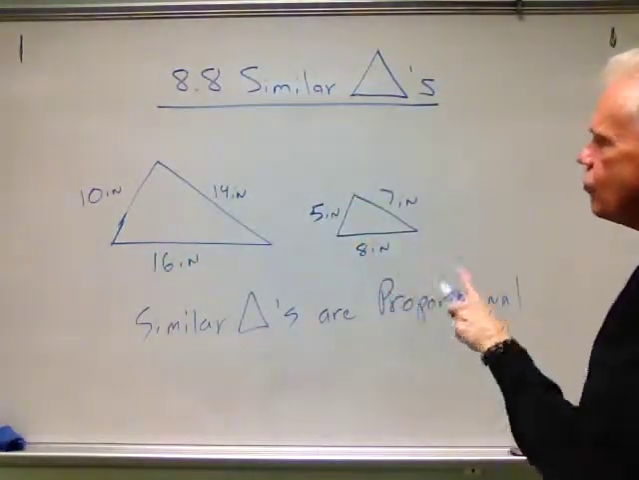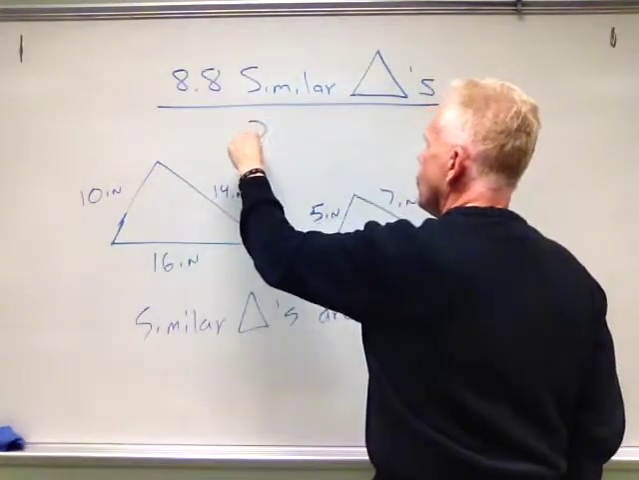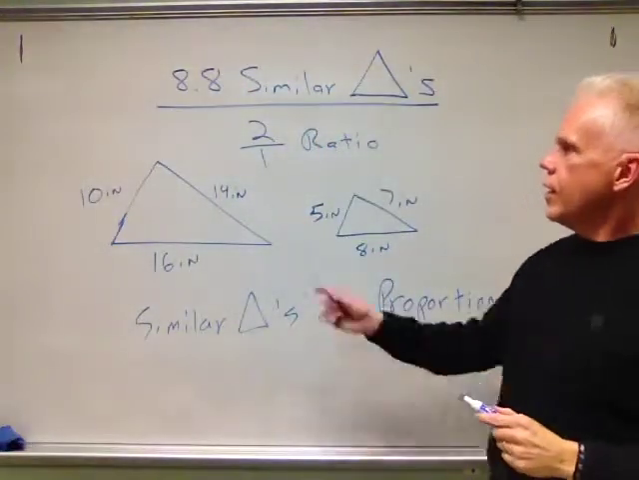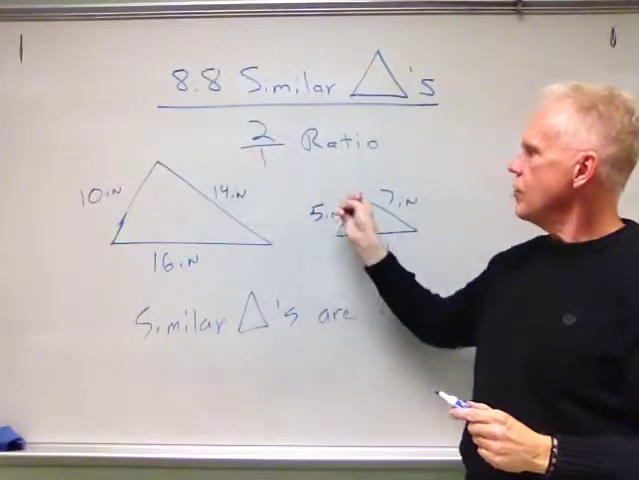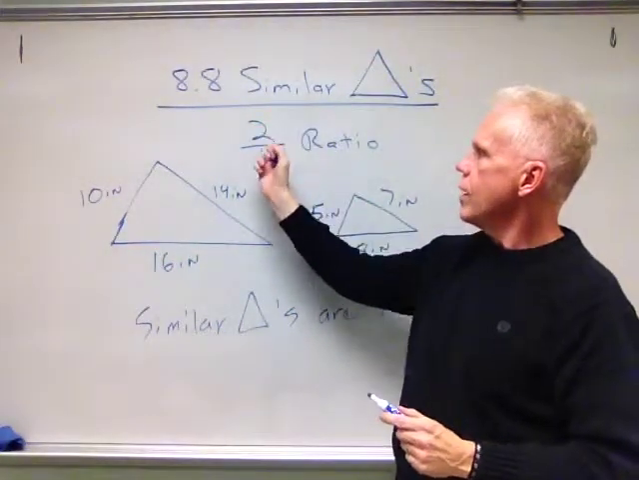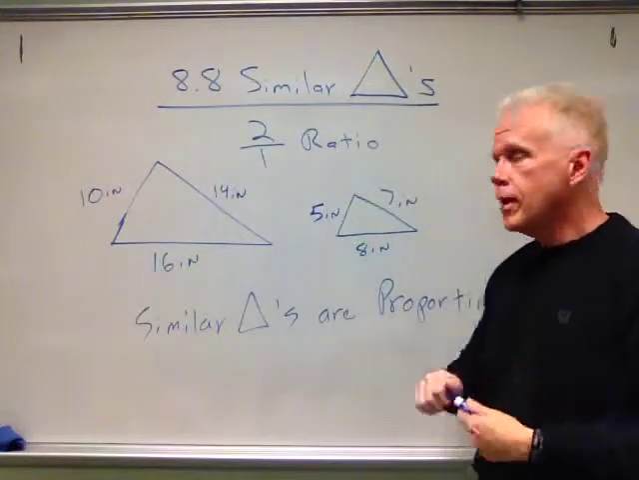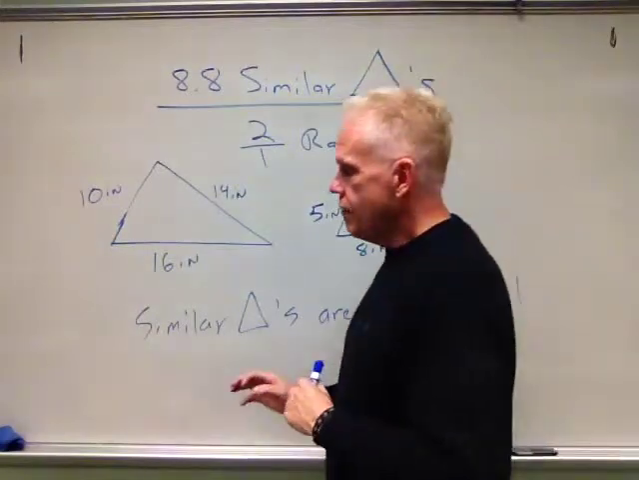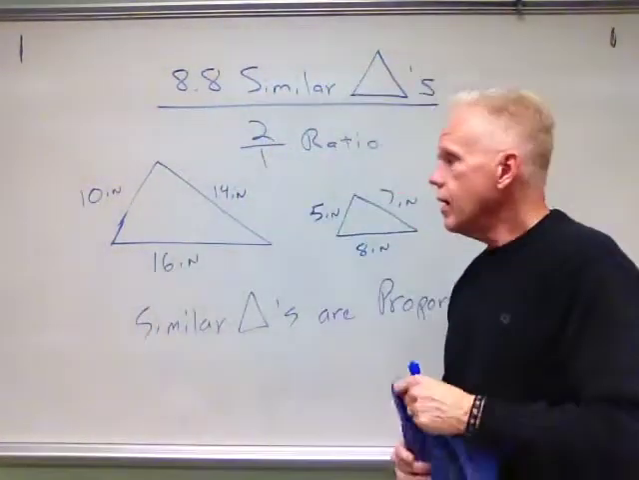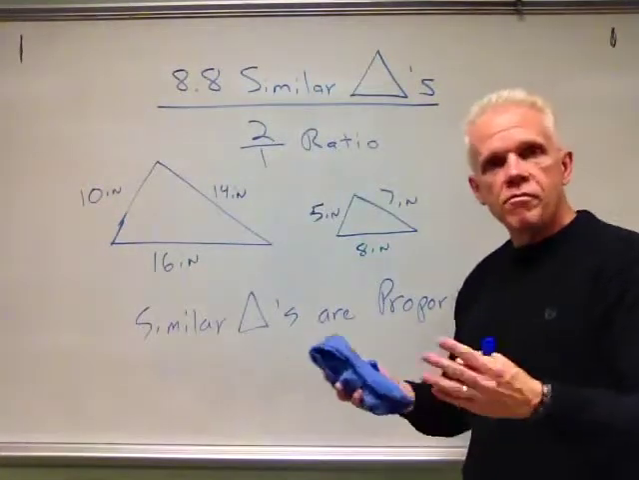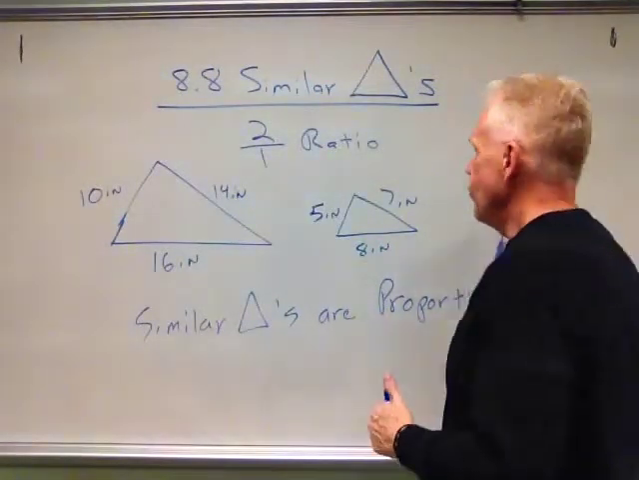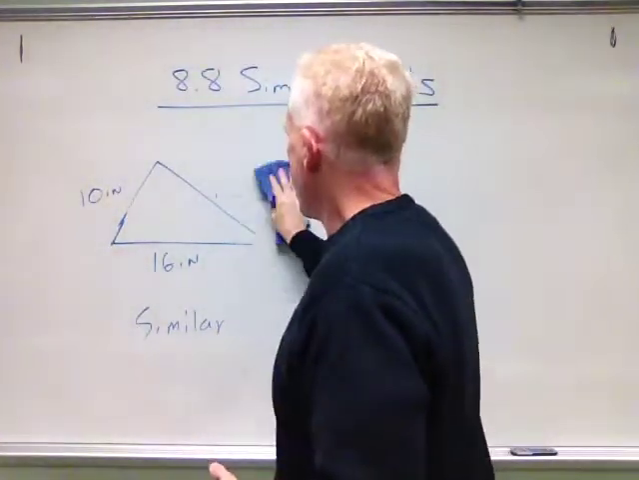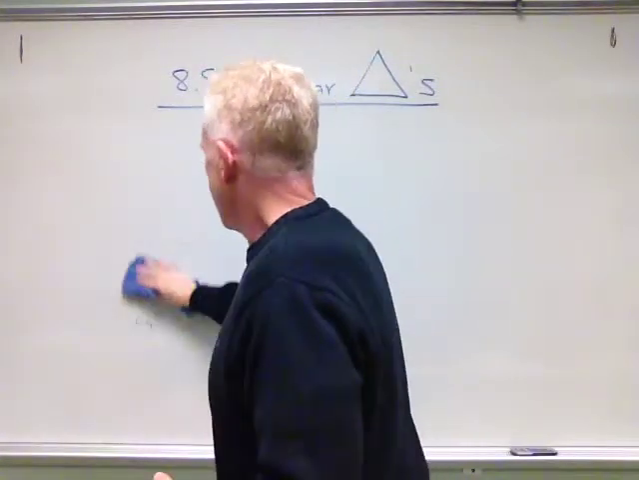So what you see in these two triangles is we have a 2-to-1 ratio. A 2-to-1 ratio. In other words, the larger triangle is twice as big as the smaller triangle. This is the ratio of the larger triangle to the smaller triangle. It's going to be that way in every single measure on the triangle. Now, from that, we can obviously make predictions about the length of the missing sides on the triangles. All right, so there we go. That's what we mean by similar triangles. They're proportional, so we can create a ratio.